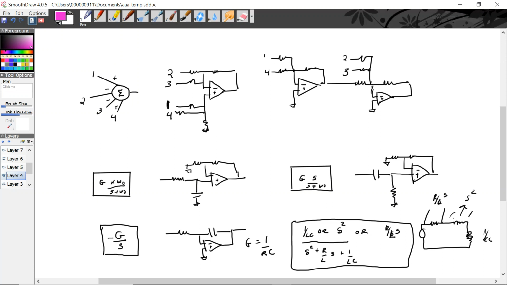That goes into another inverting summer. And so we subtract signals 2 and 3 with some weights. But then we subtract 1 and 4, but then we multiply the gains by another -1, so we add, right?